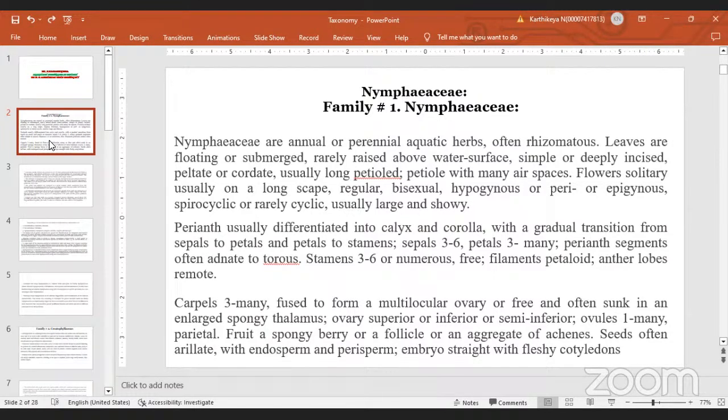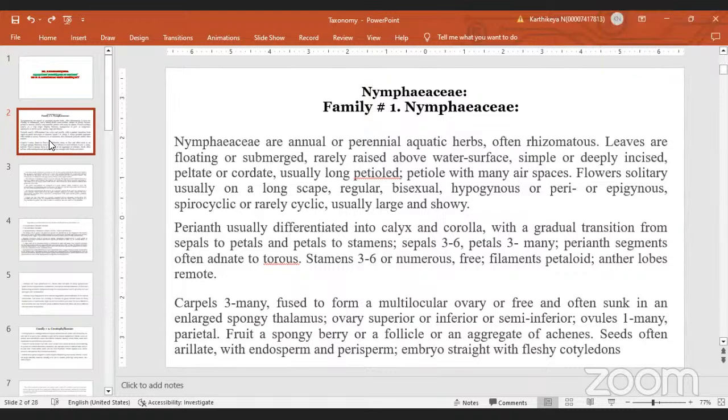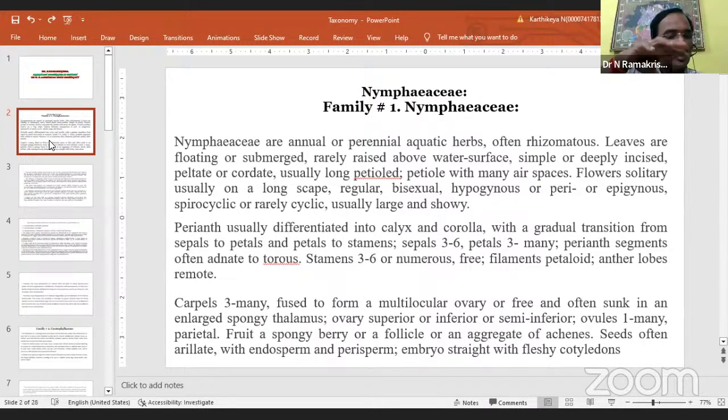Next point, intercalary meristems. This is the second position, intercalary meristems. What is the meaning of intercalary? Between the stems, between parts. Yes, the meristems occur in between two permanent tissues.